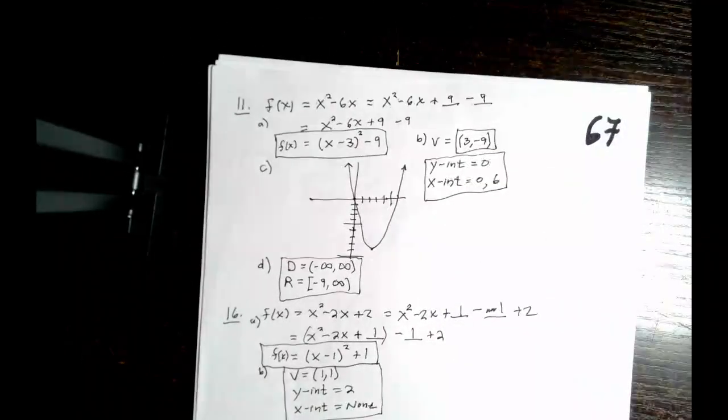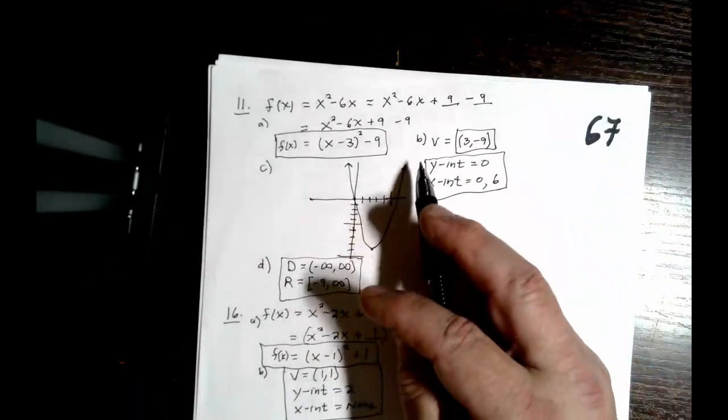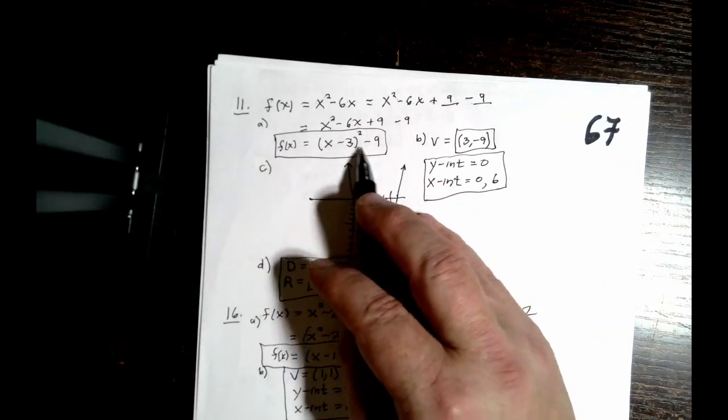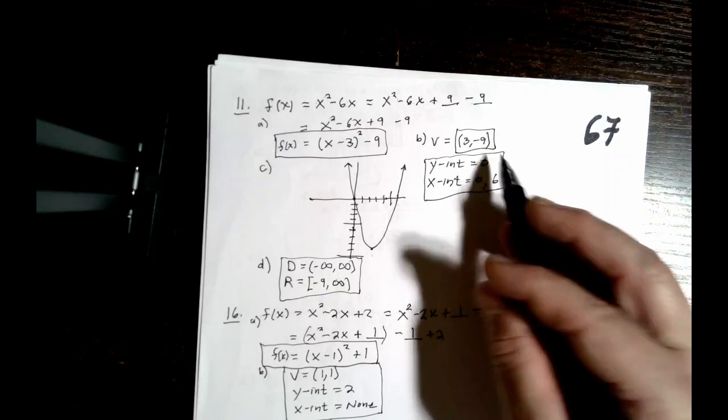Alright, so let's go back and let's finish completing the square. We write this as a perfect square and then this part is left over. So there's our HK and we found our vertex.